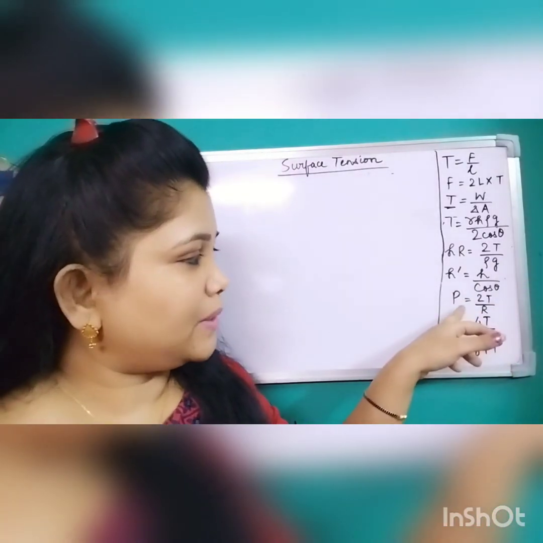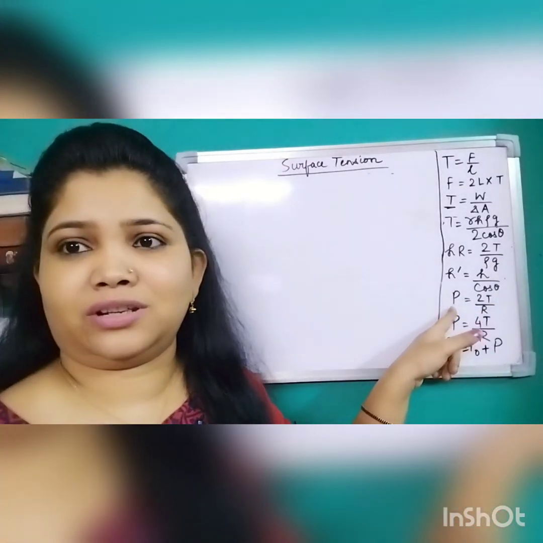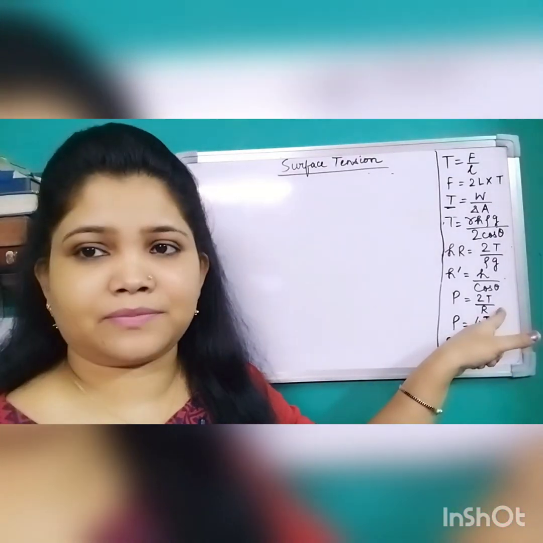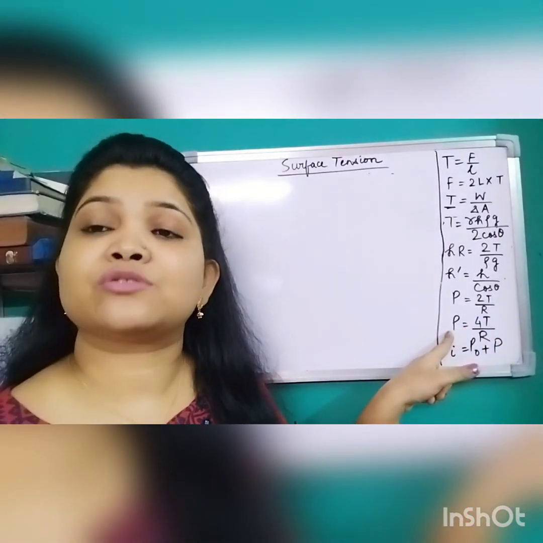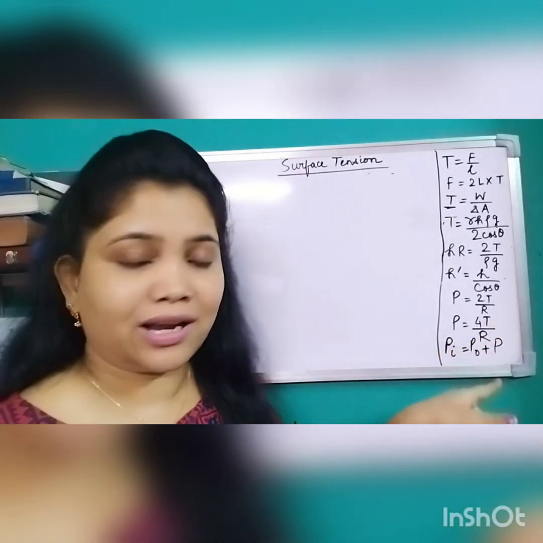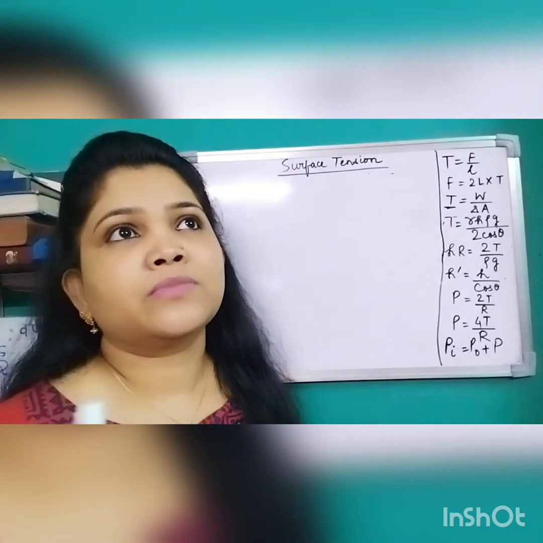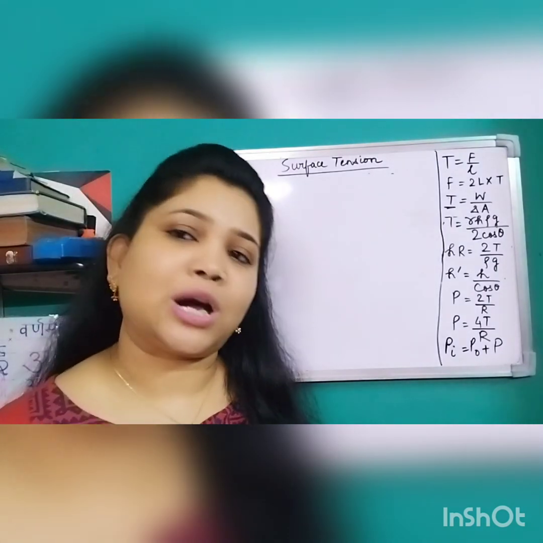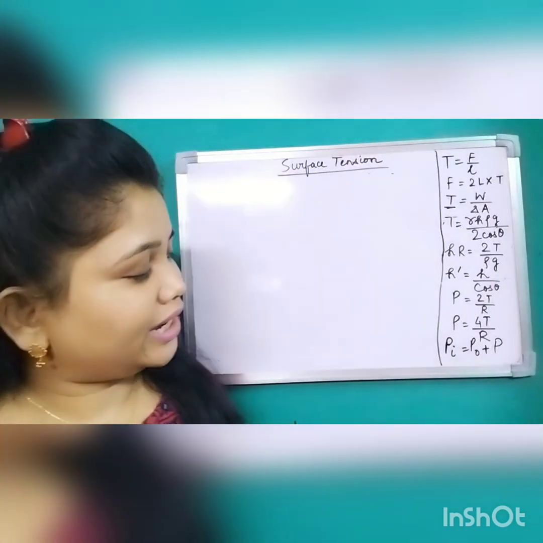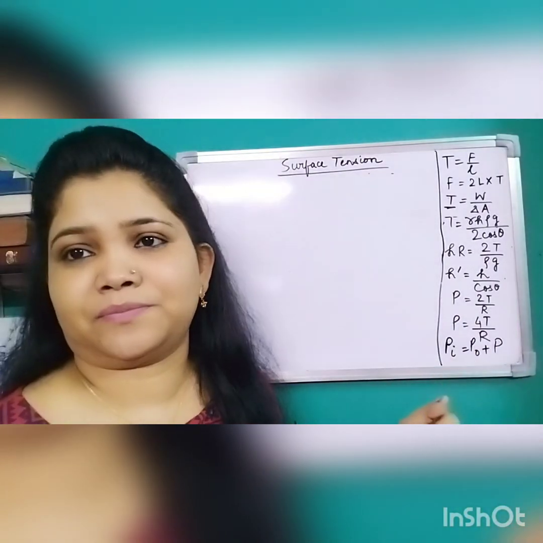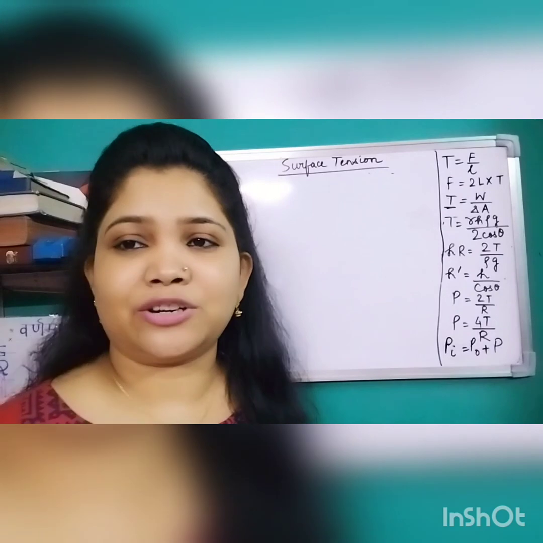P, that is the excess pressure. In case of air bubble, it is 2T by R. And excess pressure in case of soap bubble is 4T by R. One more formula: like any bubble, there is a pressure outside also and inside also. So the inside pressure is nothing but outside pressure plus the excess pressure. Okay, so let's get started with the sums.